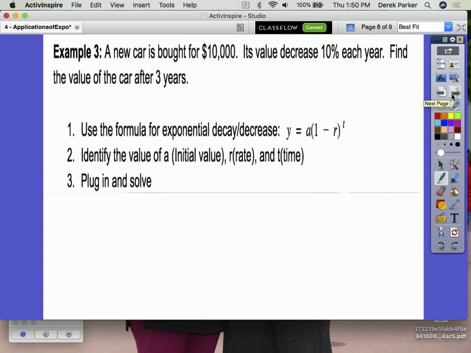Example 3. A new car is bought for $10,000. Its value decreases 10% each year. Find the value of the car after 3 years. Okay, so we're going to use the formula for exponential decay, or decrease, because it's decreasing each year. Identify the value of A, which is your initial value. In this case, the initial value is $10,000.